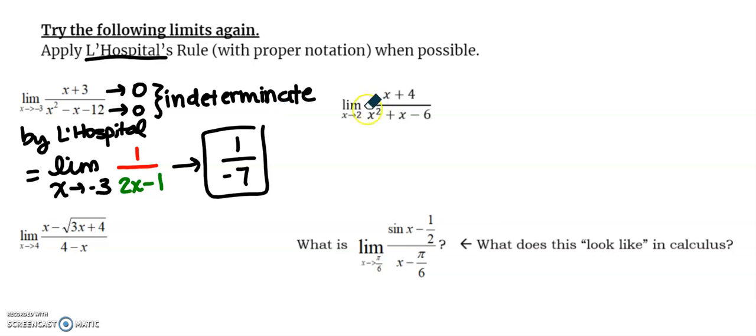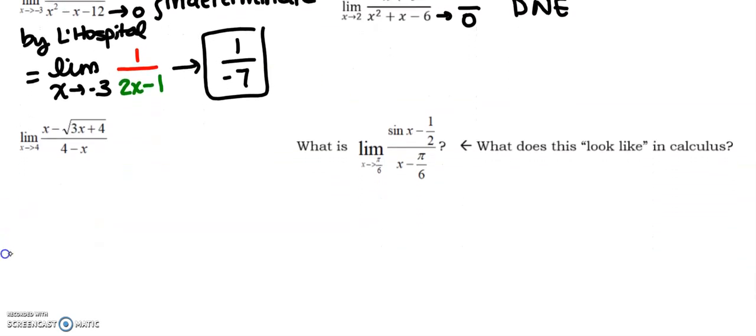This next one, as x goes to 2, this is going to 6, and this is going to 0. So remember, this limit just doesn't exist. We can't use L'Hopital's rule there. We already had our answer. It's only when we have an indeterminate form that we get to use L'Hopital.